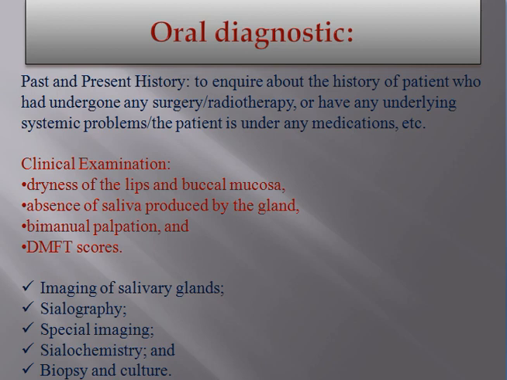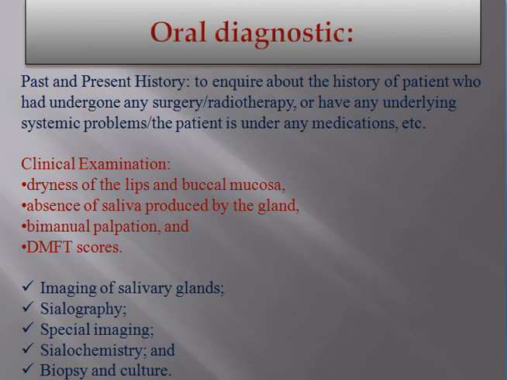Oral diagnostic approaches: if we suppose some problems with saliva or salivary glands in patients with salivary gland disorders, first of all, of course, that is past and present history. To inquire about the history of the patient who had undergone any surgery or radiotherapy, or has any underlying systemic problems, or is under medications or something like that. Second part, clinical examination, and you can see all this on this slide.